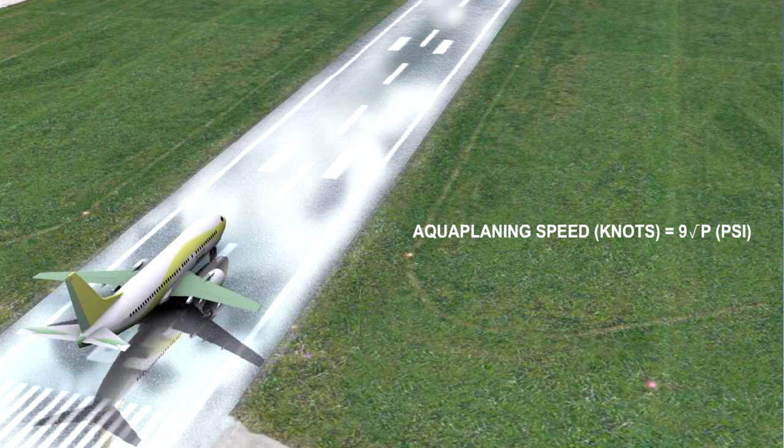aquaplaning speed equals 9 times the square root of p, where p is the tyre pressure in pounds per square inch, or aquaplaning speed equals 34 times the square root of p, where p is the tyre pressure in kilograms per square centimetre or bar.